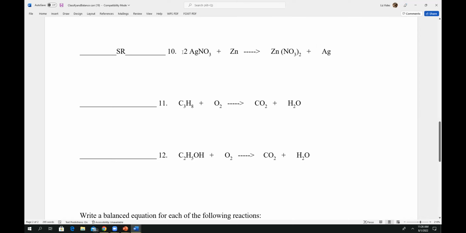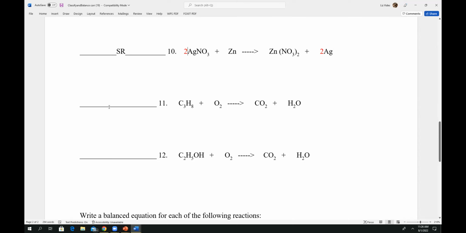That 2 needs to be red, like I said. Okay. And now we have 2 silvers too, right? So we need a 2 in front of this silver. And also red. Okay, and that's how you do it. That is all of them. All right, and the zinc is balanced already, so everything's good.